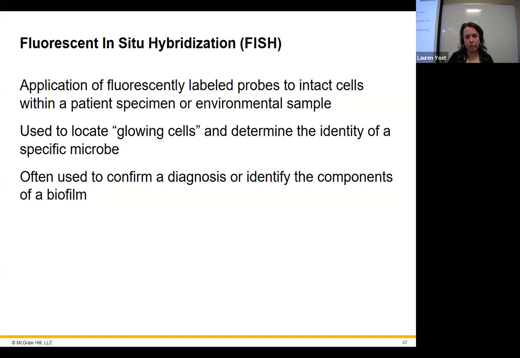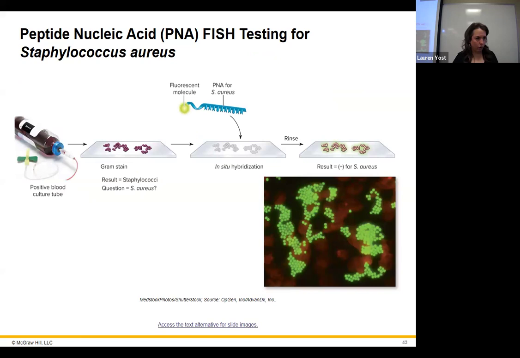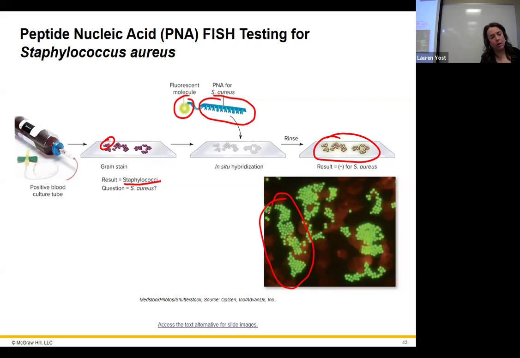This is peptide nucleic acid FISH testing for staph. So this is just laying out basically that concept that I just told you about. So we have a blood culture that's positive. We're going to do a Gram stain. We see that there are irregular clusters of cocci on here. So, hey, that's some staphylococci. Is this Staphylococcus aureus? I don't know. So we take our TTTTT or whatever it is against Staph aureus that's linked to a fluorescent molecule on that slide and bind it and rinse it. And if it maintains fluorescence on those cocci, then that bound on there, obviously.